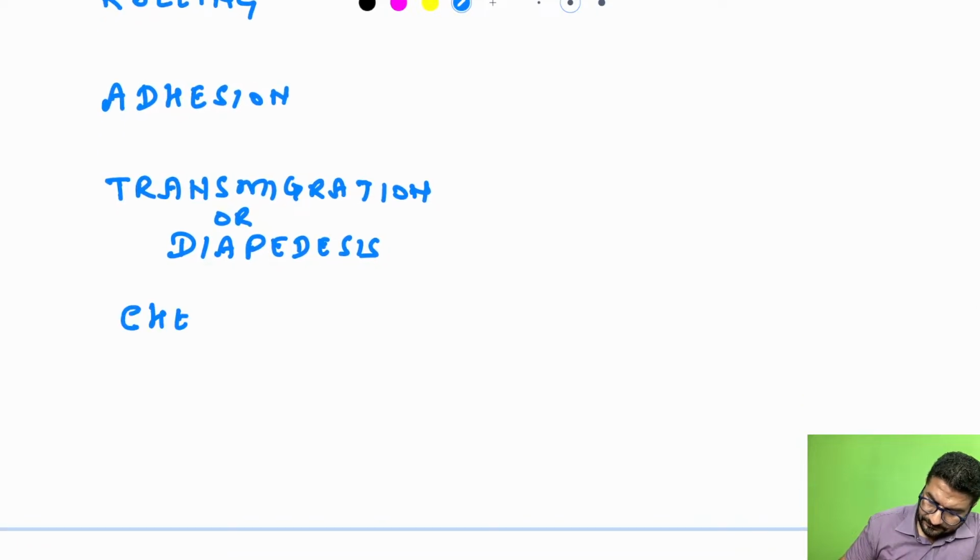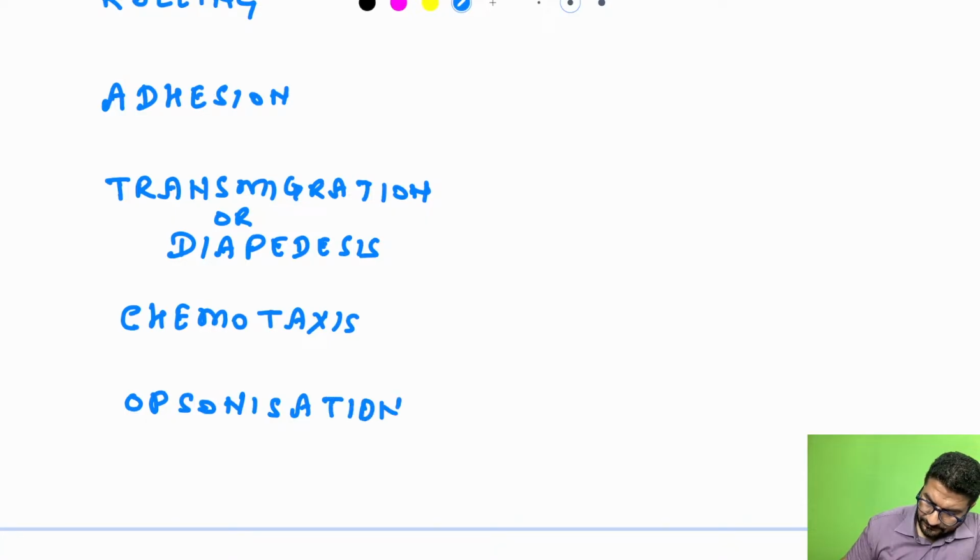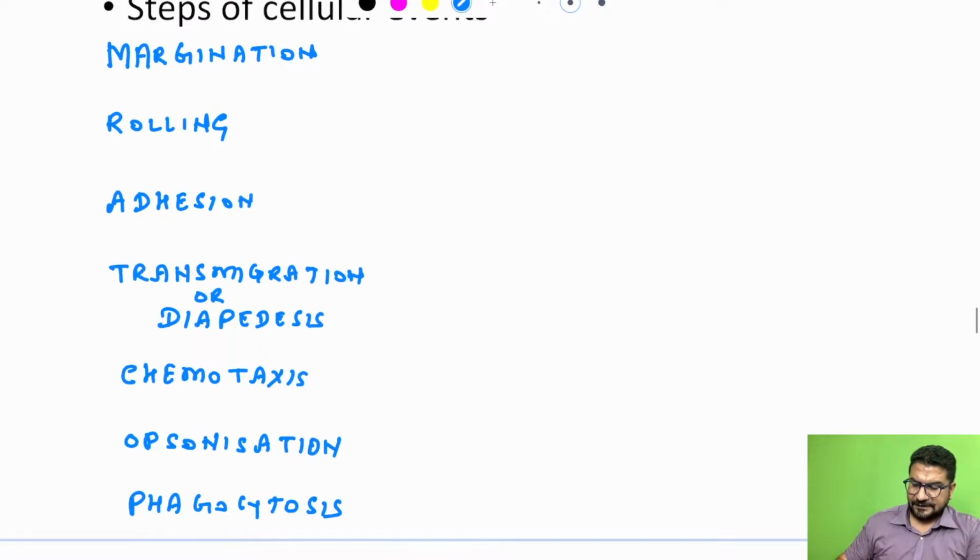Chemotaxis, opsonization, and phagocytosis. So these are the steps.